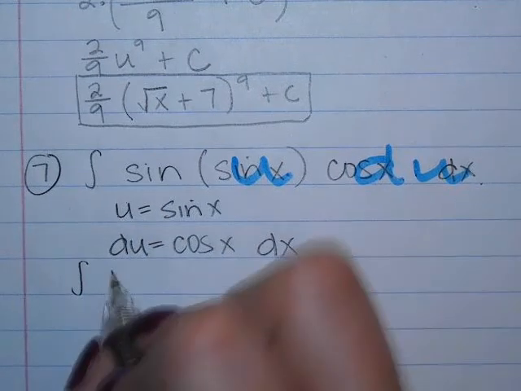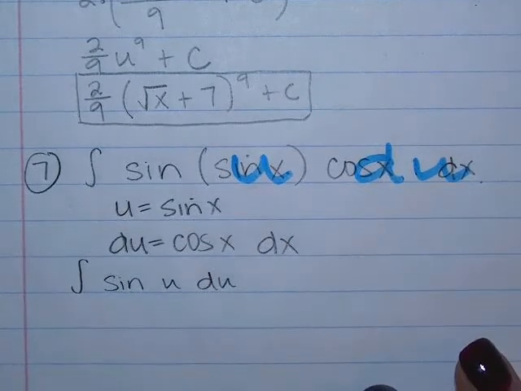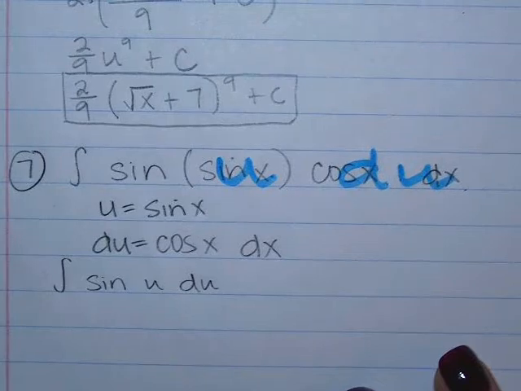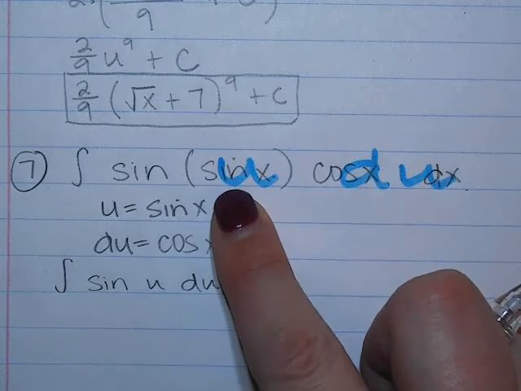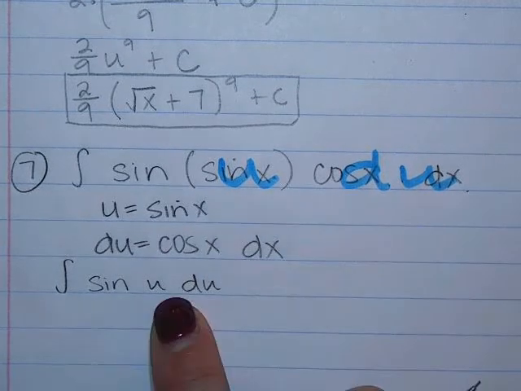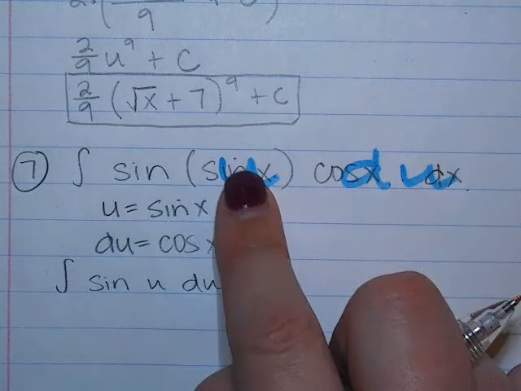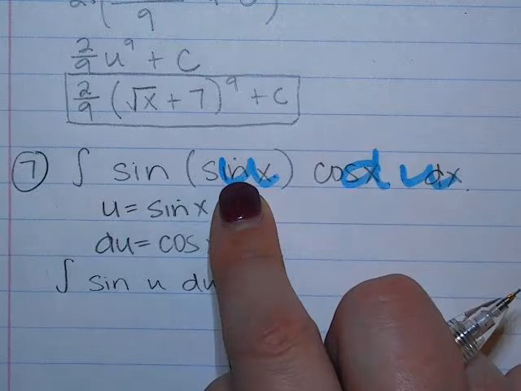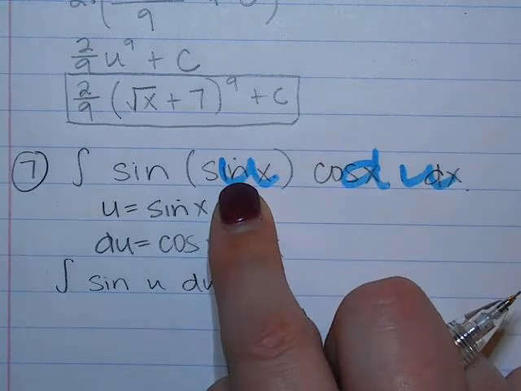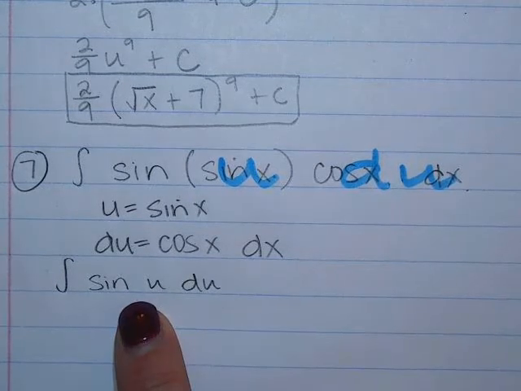Sine u. Is the original problem? I mean, we took out the inside. Sine u du. It was sine of sine x. The sine x was inside. I mean, yes. Plug everything back. We have the whole point. Yeah, I haven't done the integral yet.